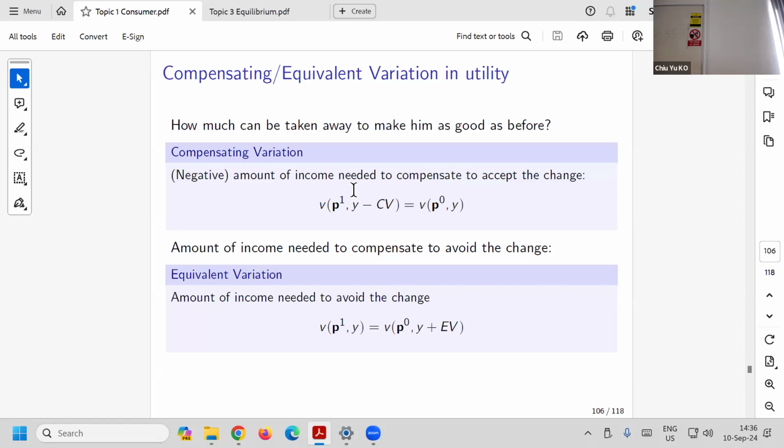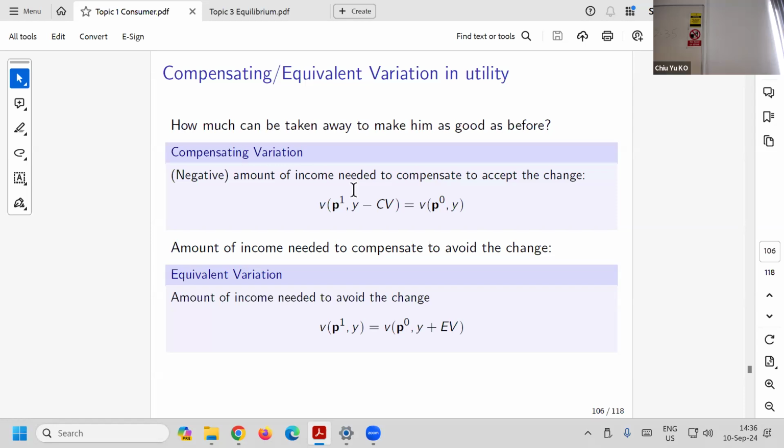And you can easily see that, being nonlinear, CV and EV will be different, right? Unless in a special case, they're the same. Otherwise, usually they're different. And the question is, which one should you use? Of course, it depends on philosophy which one is used. But it turns out, we'll try to prove it if we have time, otherwise we just argue, that consumer surplus is in between the two. So that's why we use consumer surplus. It's a compromise between the two.